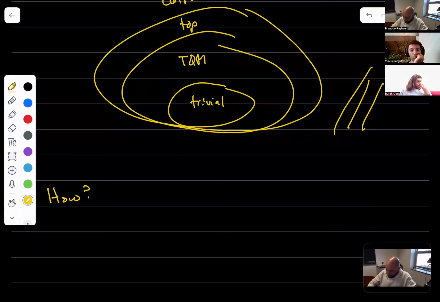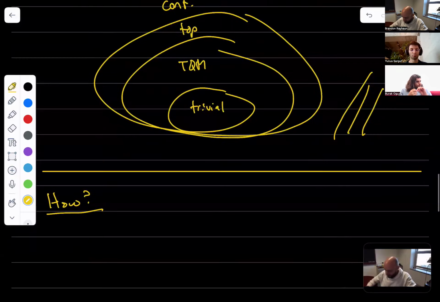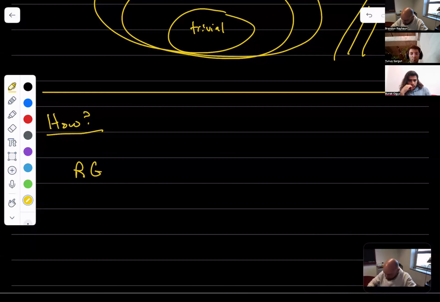Okay, so now I should try to tell you how we're going to constrain these defect RG flows. As I said, there are going to be three basic tools that I'll try to explain how to use, and I'll explain them in turn. The one I want to start with is RG monotonicity theorems.